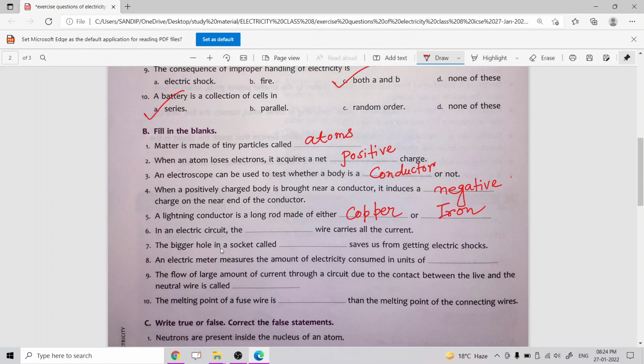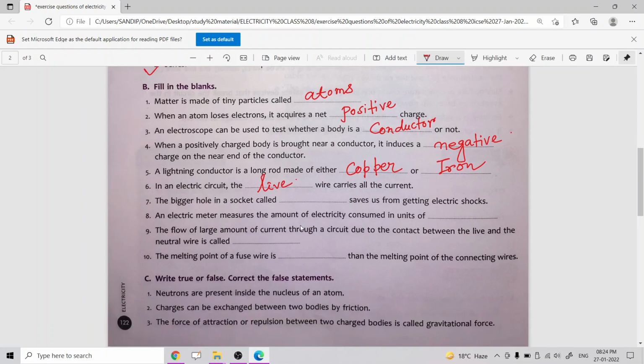Now the next one: in an electric circuit the dash wire carries all the current. The correct answer is the live wire. Now the next one: the bigger hole in a socket, called dash, saves us from getting electric shocks. The bigger hole in a socket is called the earth conductor, which saves us from getting electric shocks.